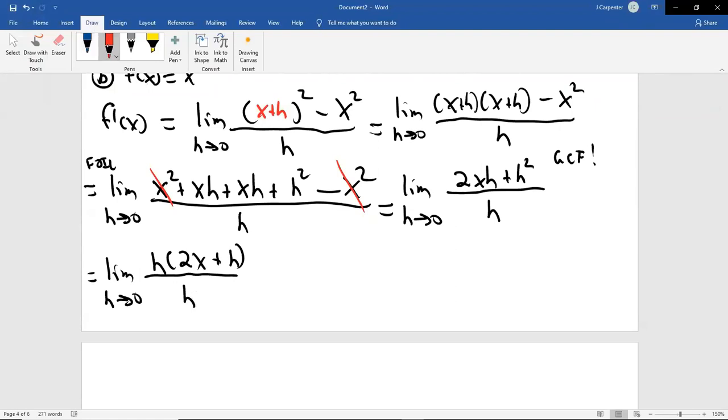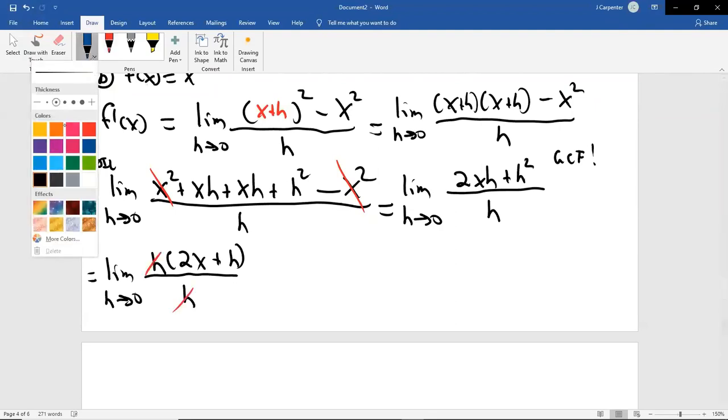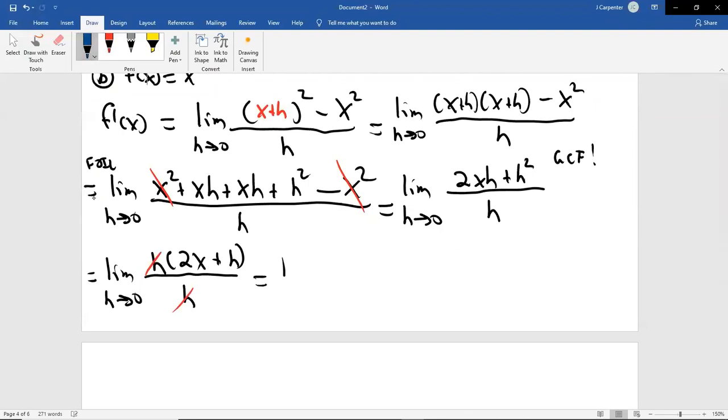And we have now hit the point we've been waiting for. There's an h as a factor in the top and h as a factor at the bottom. They cancel. So we get the limit as h goes to 0 of just 2x plus h. This is your signal. This is your flare. When the h's are gone out of the bottom in general, that's when you can go and plug the 0 in. If you plugged it in at any point before now, you'd get 0 divided by 0.